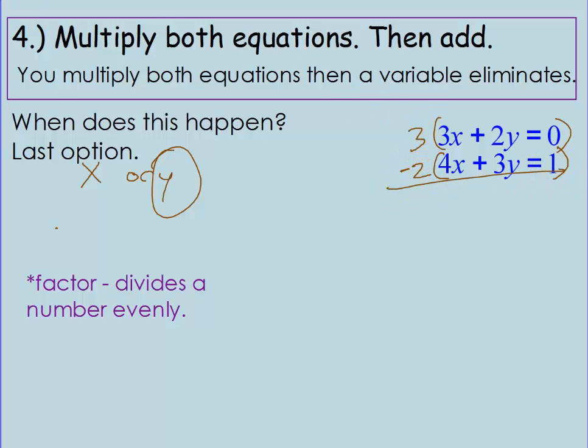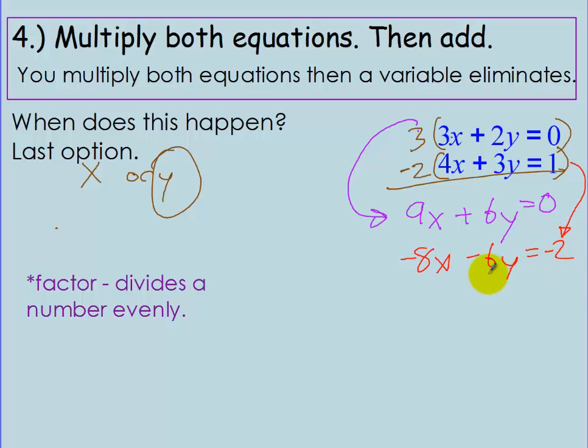So multiplying both these equations out, I'm going to do the top one first. Distributing this 3 to every term. 3 times 3x is 9x. 3 times 2y is plus 6y. And equals 3 times 0 is going to be 0. Now I'm going to multiply the bottom one. So the bottom one is going to be negative 2 times 4, which is negative 8x. Negative 2 times 3y, which is minus 6y. Negative 2 times 1 is negative 2.